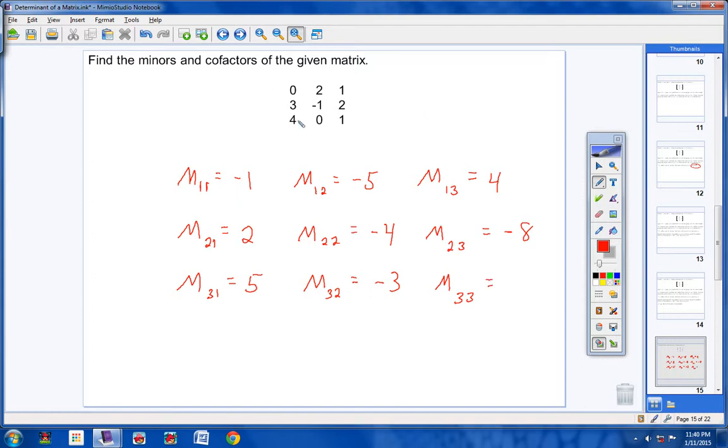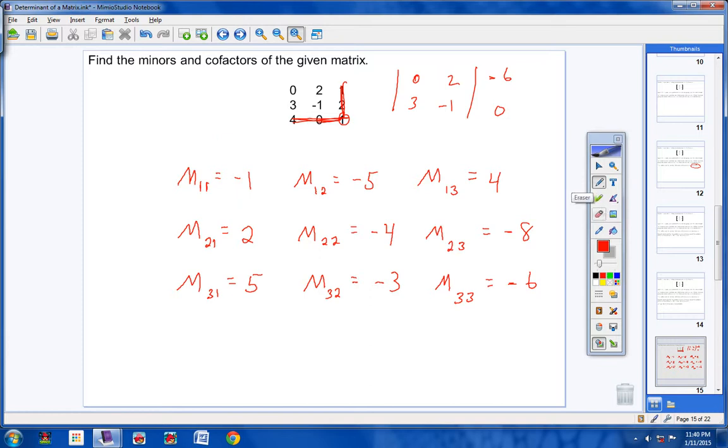Okay? That's row 3, column 3, so this number here. So your matrix would be 0, 3, 2, negative 1. Multiply up, that's 6, so I'm going to put a negative 6, 0, and negative 1 is 0, and so I combine those two and you will get a negative 6. So students, I hope that made sense. That's called finding the minors of a matrix.